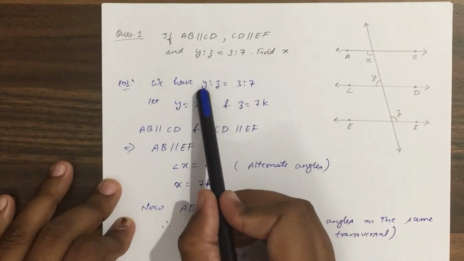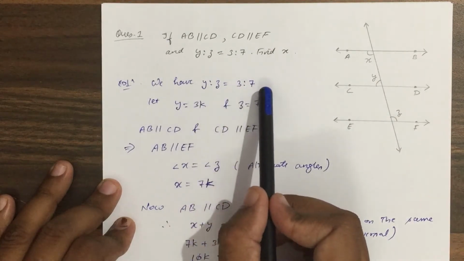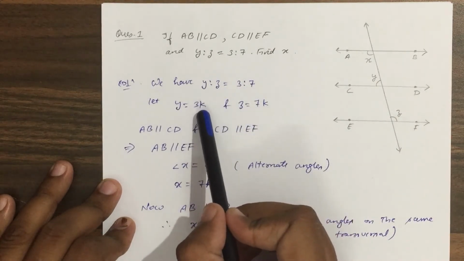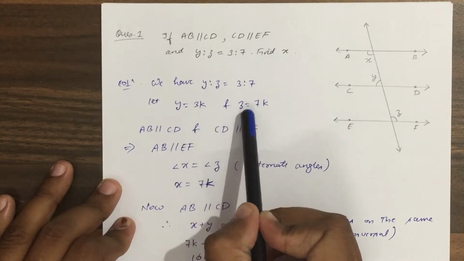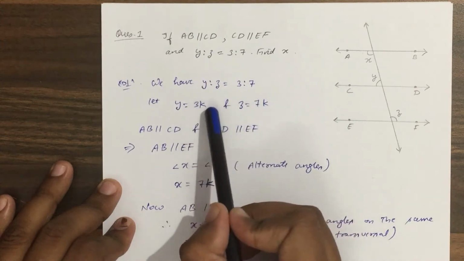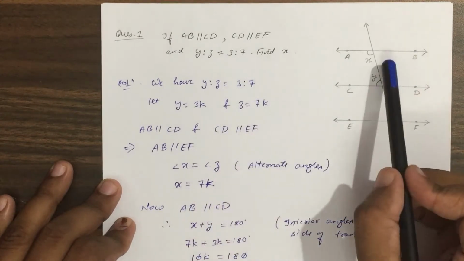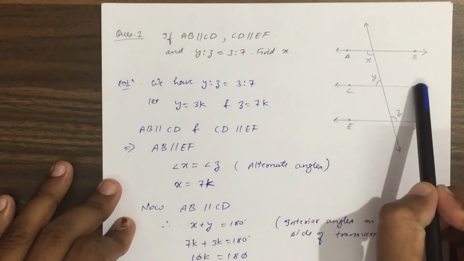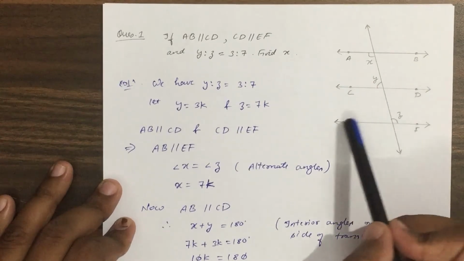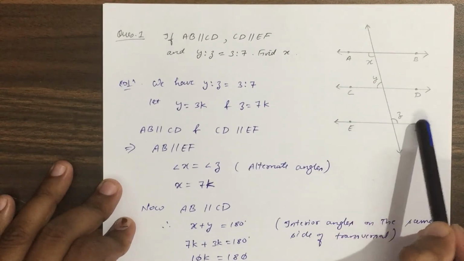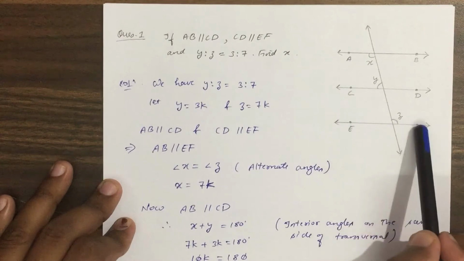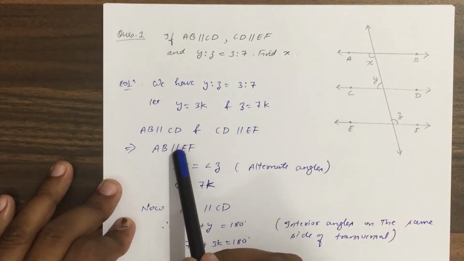Now y is to z is 3 is to 7, so you can assume y as 3k and z as 7k. Why 3k and 7k? Because the ratio is 3 is to 7. Now look, AB is parallel to CD, and CD is parallel to EF, both given. So you can say that AB will be parallel to EF.